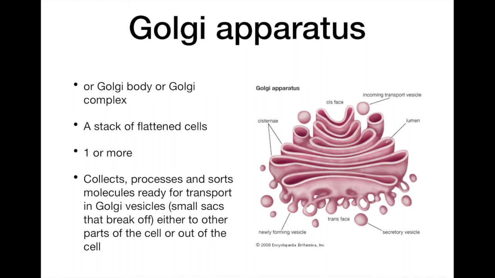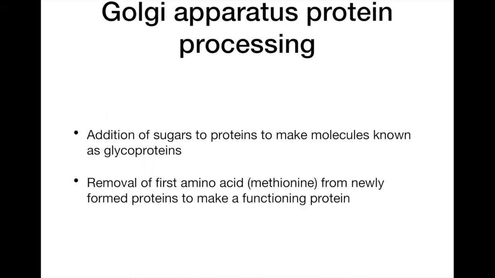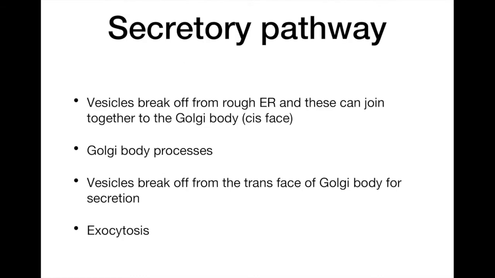Two examples of protein processing are the addition of sugars to protein to make molecules known as glycoproteins, and the removal of the first amino acid, methionine, from newly formed proteins to make a functioning protein. In plants, enzymes in the Golgi body convert sugars into cell wall components. Golgi vesicles are also used to make lysosomes, which we'll see now.